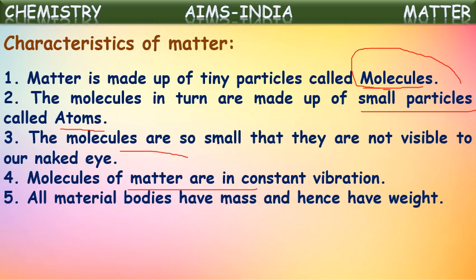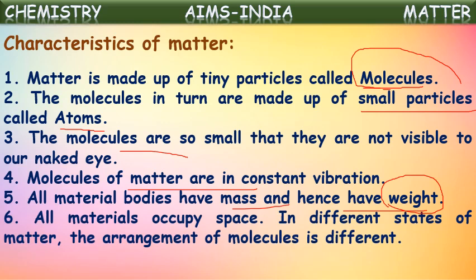All material bodies have mass, hence have weight. That mass with gravitational force we consider as weight. So all material bodies have mass, and that gives weight. All materials occupy space. So from these two characteristics, all material bodies have some mass, and all materials occupy some space.